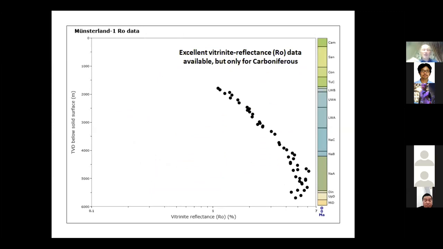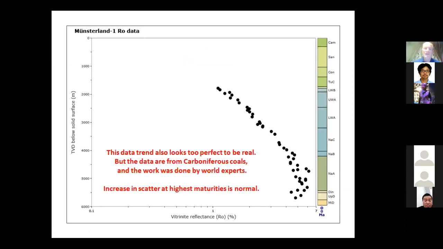One set of data that we have here is vitrinite reflectance data, which forms this incredibly beautiful profile. Unfortunately, it's only for the Carboniferous. They didn't do any work in the Cretaceous. But this was done in 1960, so a very long time ago. The data trend looks too perfect to be real. But the data are from Carboniferous coals.